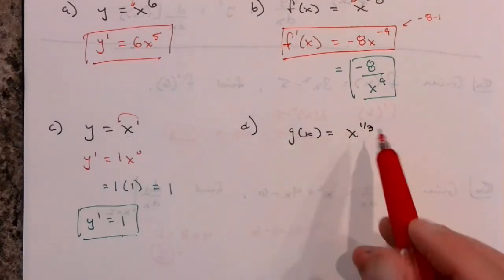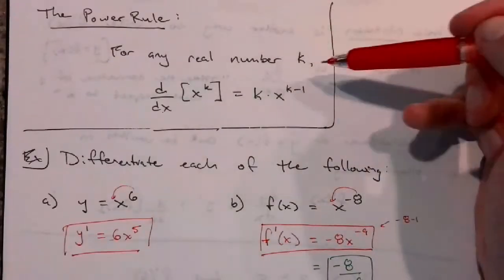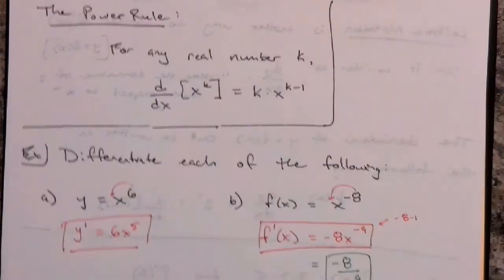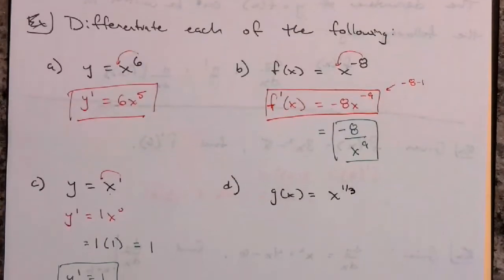Well, this is a base to a power. Don't think that the power k has to be a whole number. The directions or the rule says for any real number k. So it could be a fraction, could be a decimal, could be a whole number or an integer. But in this case, I'm looking for the derivative. Make sure you know it's called g prime of x. Call it by the correct label.